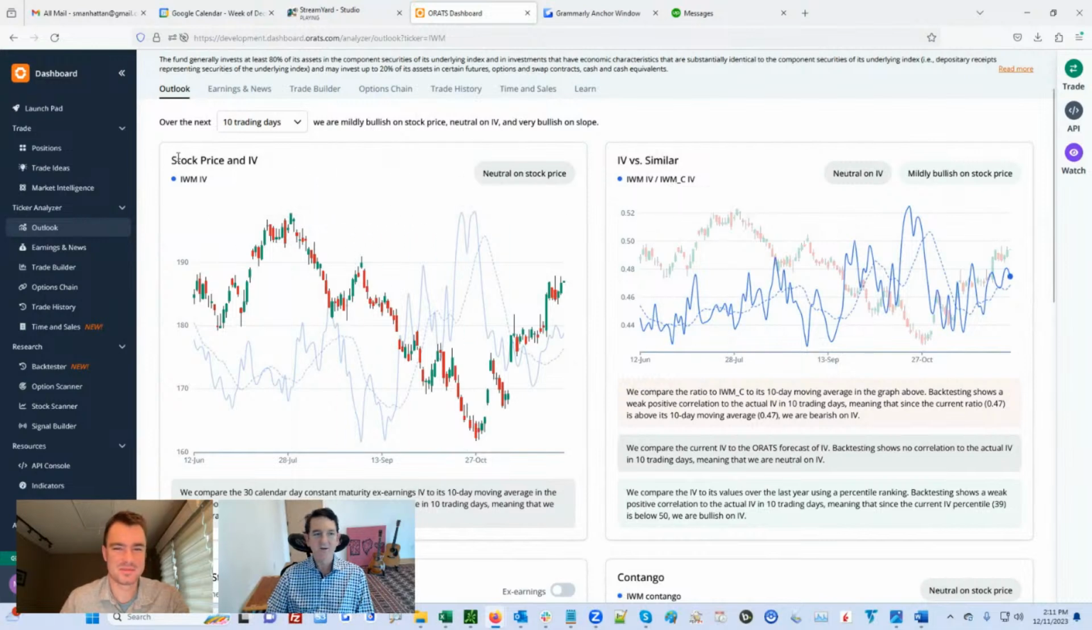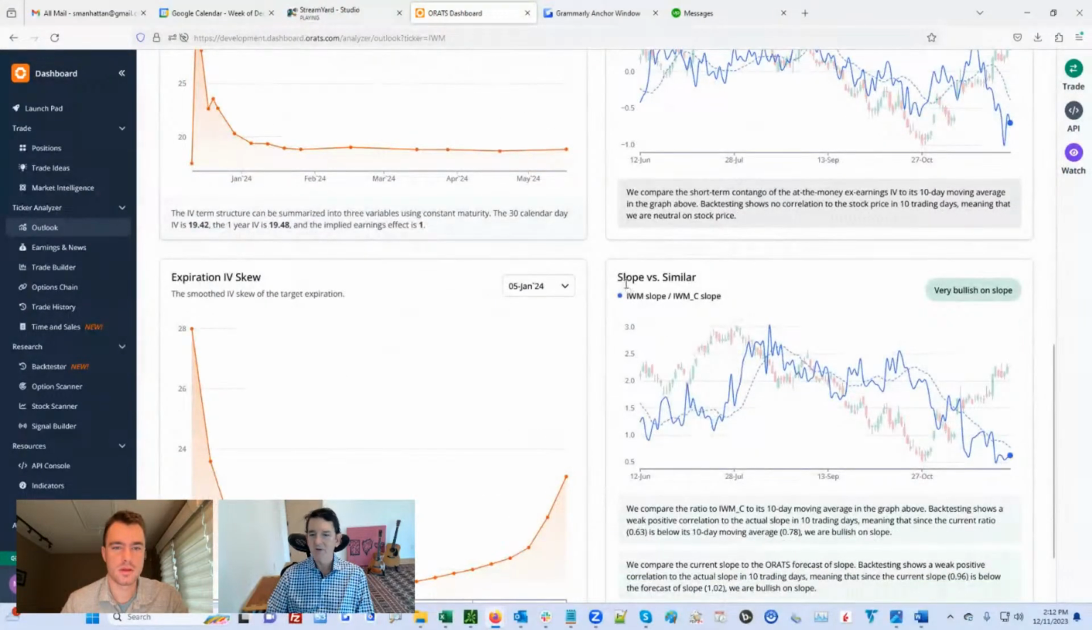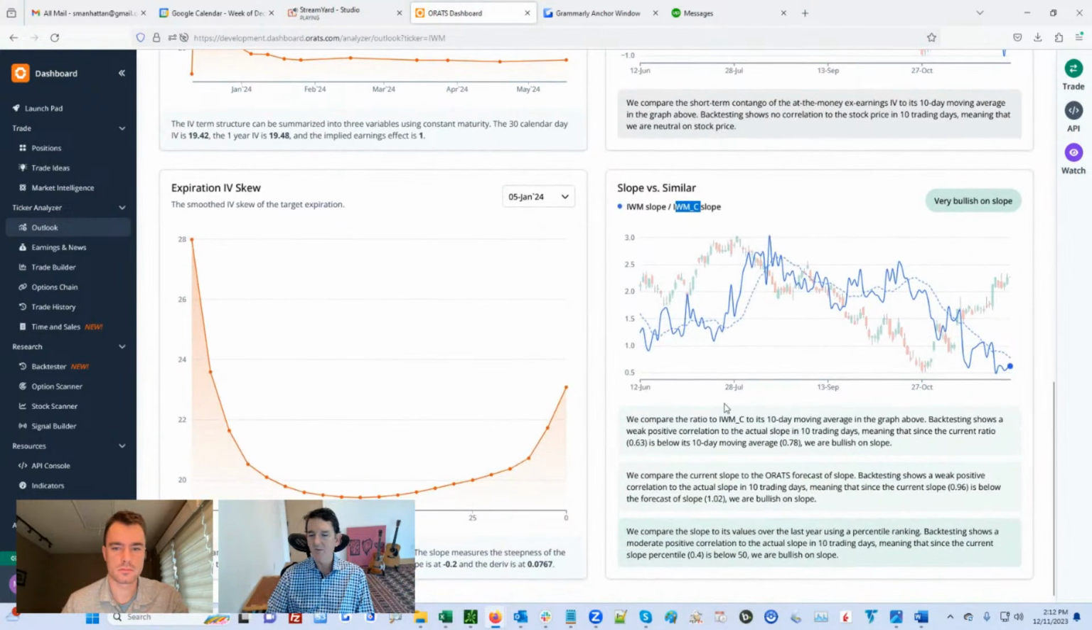Anyway, so here's our outlook page. We look at implied volatility versus similar, contango, which we'll talk about later. But here's slope versus similar. So basically, we're looking at the IWM slope versus its components. And we have some other things down here as well, versus its forecasts and versus its moving average.